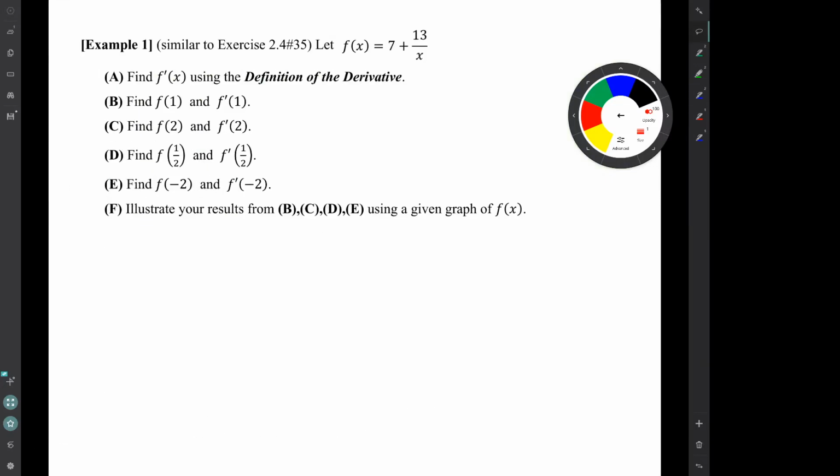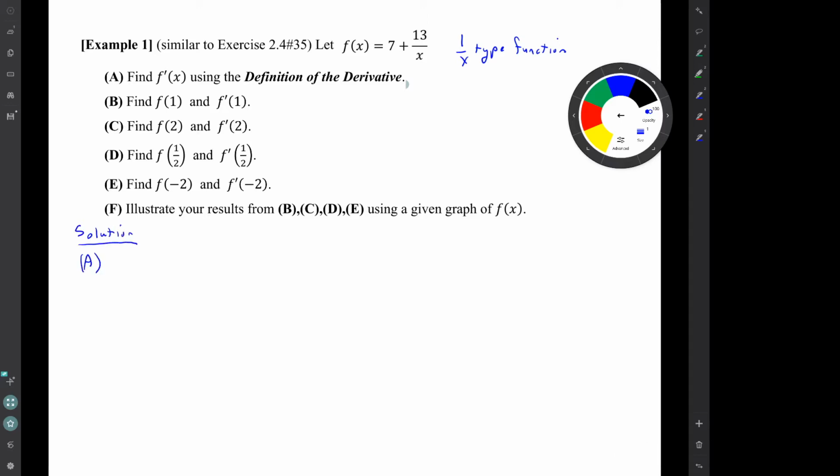We'll do two examples today. They're both long examples. The first example is this function f of x equals 7 plus 13 over x. So this is what I would call a 1 over x type function. So our job is to do these 6 things. Find f prime using the definition of the derivative, and then find a bunch of function and derivative values, and then finally illustrate those results on a given graph. Okay, here we go.